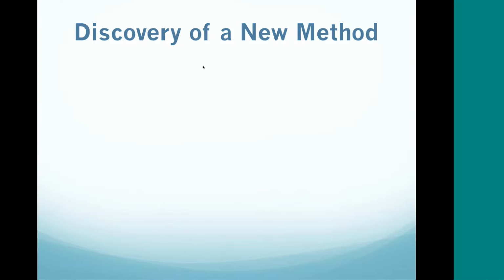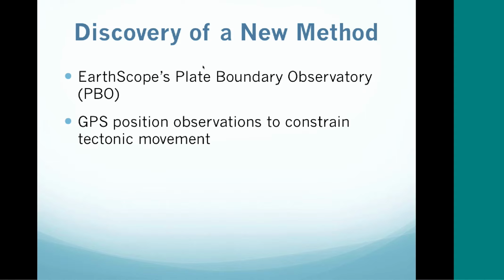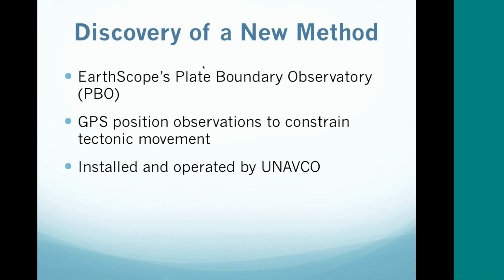But in order to get to that new method, we have to sort of go through how we got to this new method. So EarthScope has a plate boundary observatory nicknamed PBO. PBO uses GPS position observations to constrain tectonic movement. So it uses GPS signals to trace how much the Earth has moved, and is installed and operated by UNAVCO.